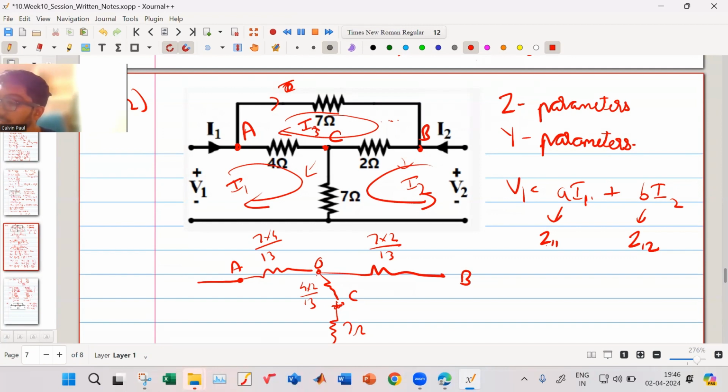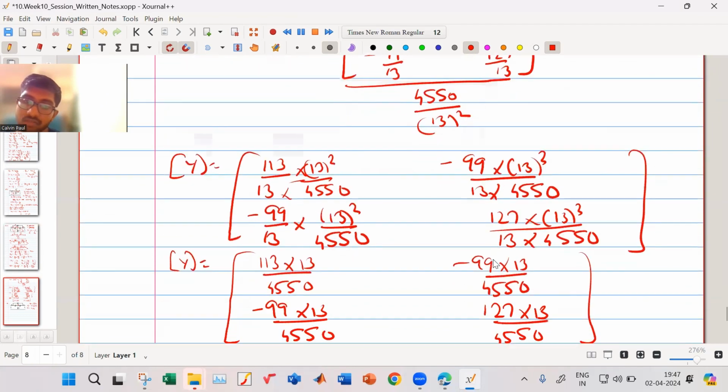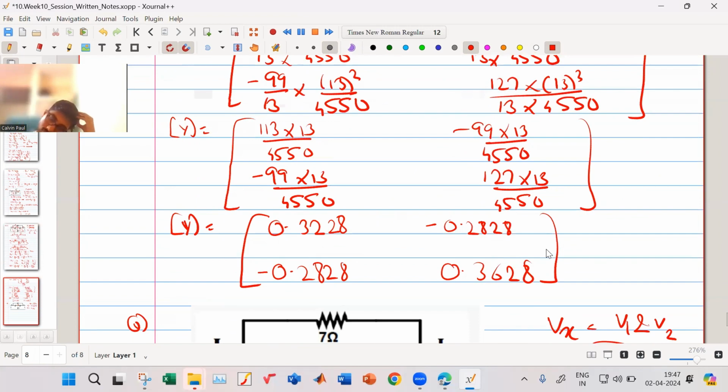So, is this network a reciprocal network? Is it a reciprocal network or a hybrid network? Sir, what is the reciprocal Z network? Z parameter network is reciprocal. What about in Y parameters? Y parameters is also, sorry, it is also reciprocal.